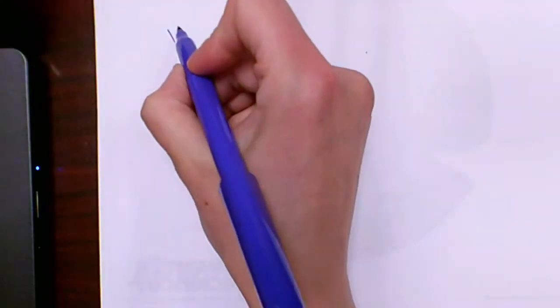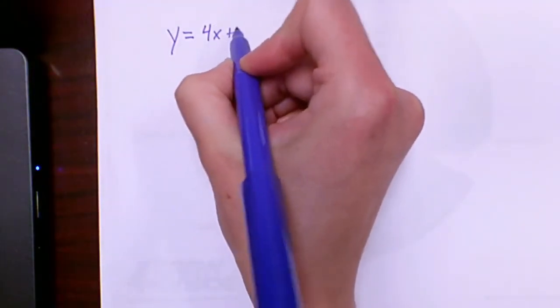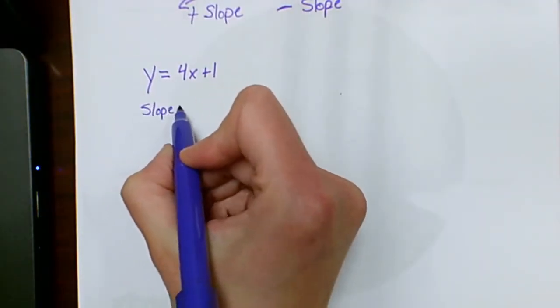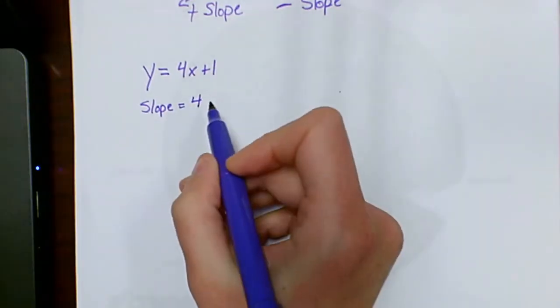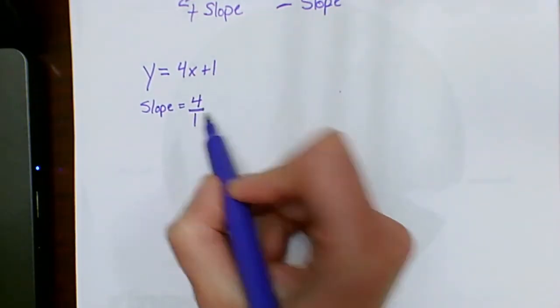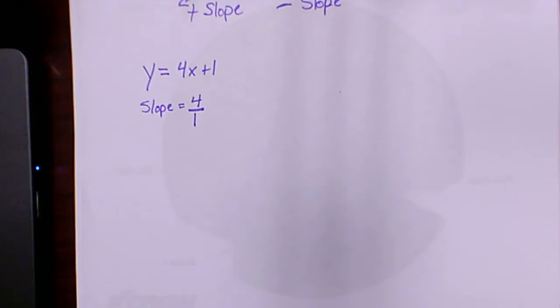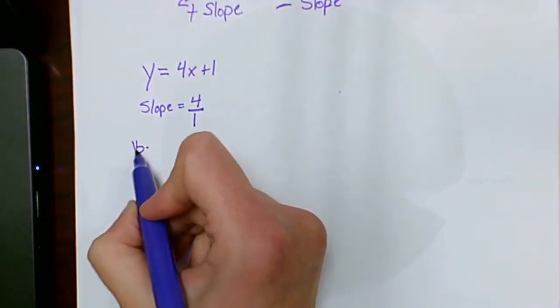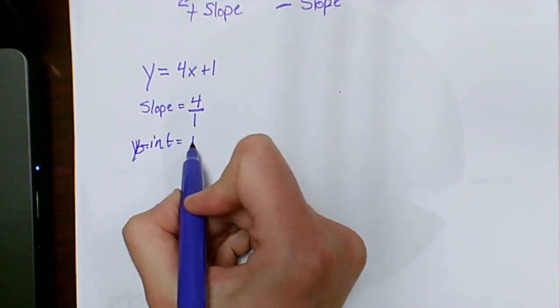Okay, so let's go ahead and practice. Graph y equals 4x plus 1. So first we're going to identify the slope and the y-intercept. So slope is 4, and to create this as rise over run, we are going to place a 1 underneath it. So we're going to go up 4, right 1. The b, or the y-intercept, is going to be 1.